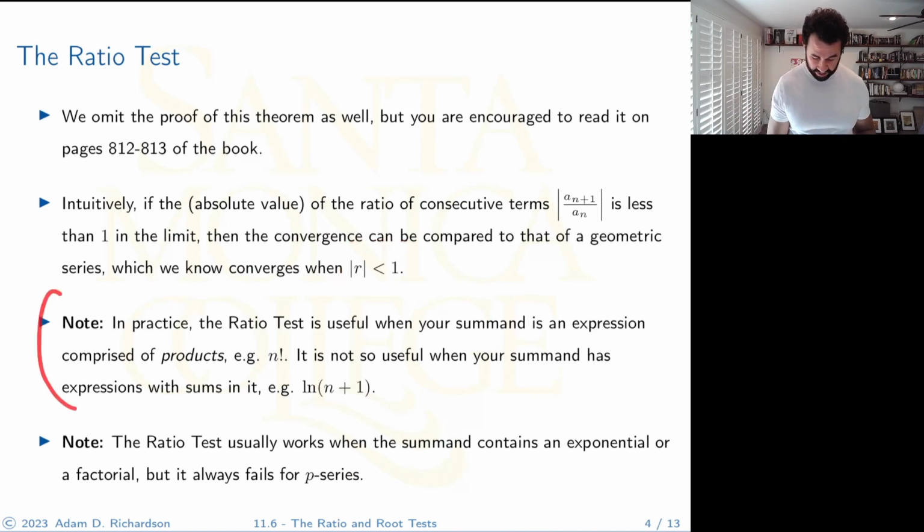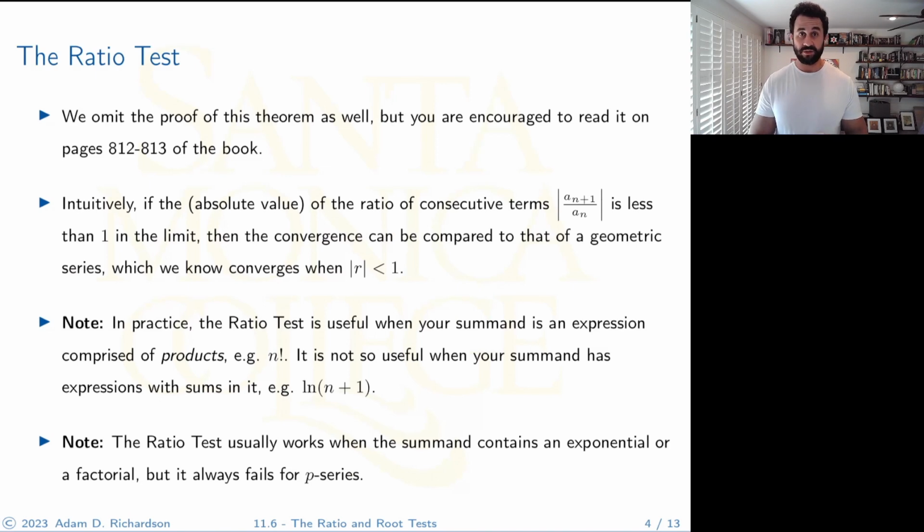An important note here, and I'll say this in the next section as well: in practice, the ratio test is really useful when your summand has a bunch of products in it. So for example, n factorial. If you've got n factorial or just a bunch of stuff being multiplied, then the ratio test can be really, really useful.